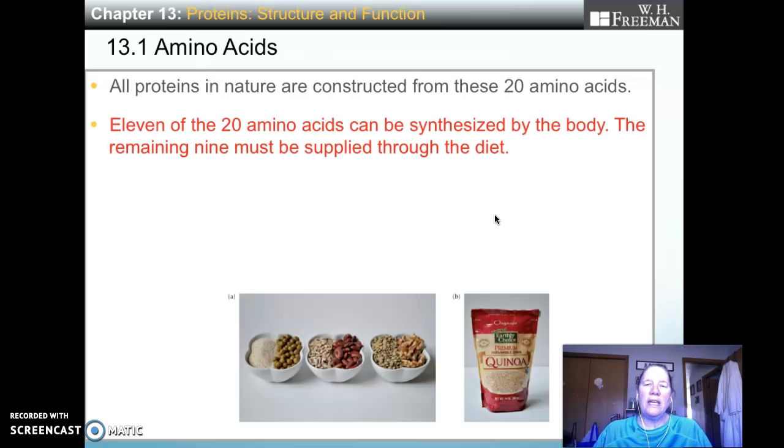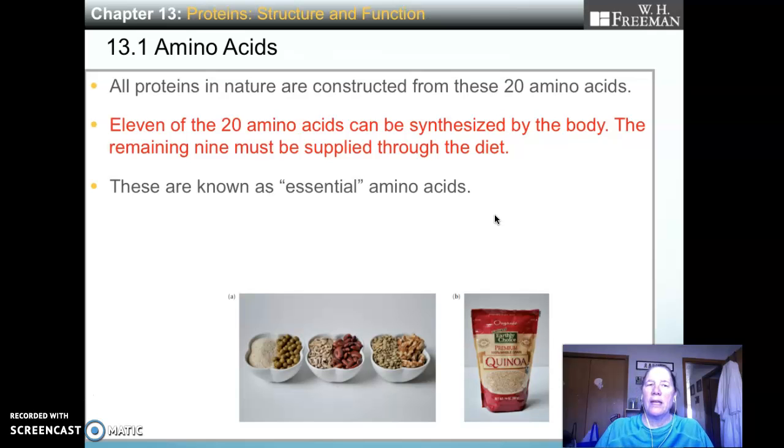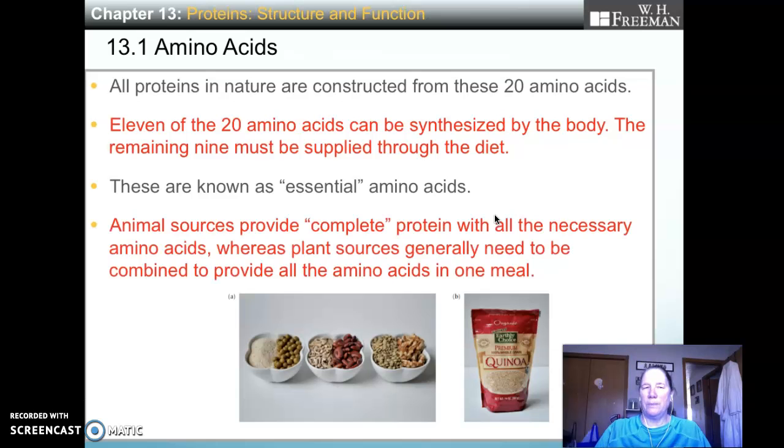11 of the 20 we can make in our body, okay? We have the tools to make them. 9 of them we have to get through our diet, okay? So we will eat something and we'll break it down into these amino acids, okay? Our body will do that, but we have to get them from our diet. They're known as essential amino acids because we need them to build whatever, if we're building muscle tissue or bone tissue or brain tissue, we need those amino acids to build those proteins, okay?